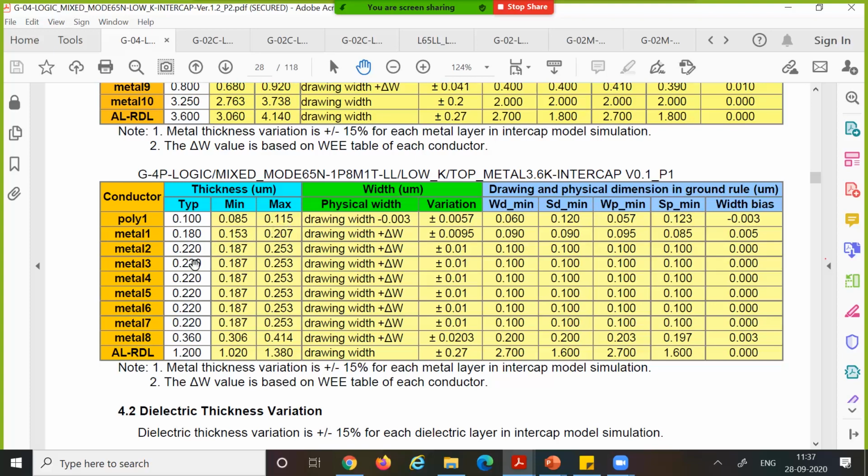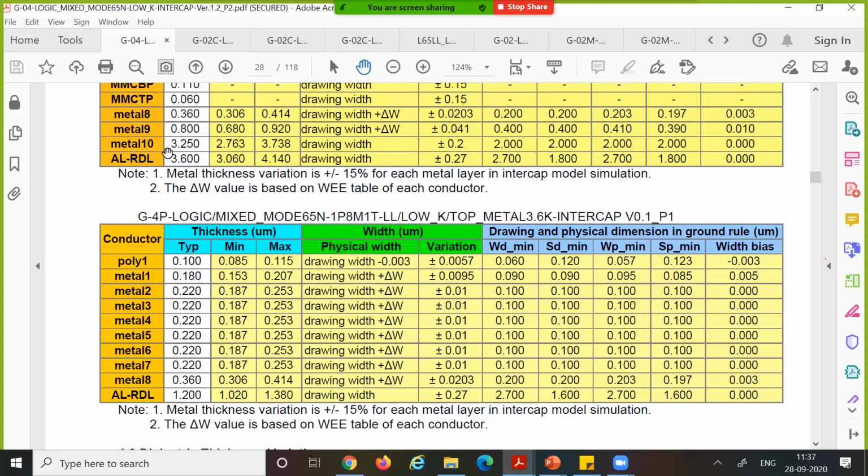Like that, you can see for each of the metal layers you have a certain thickness. For the topmost layer it is 0.36, and for some of the other layers you have 3.25 micron and so on. That differs from process to process. Now this particular column, WD min, means the minimum drawn width. D stands for drawn width.